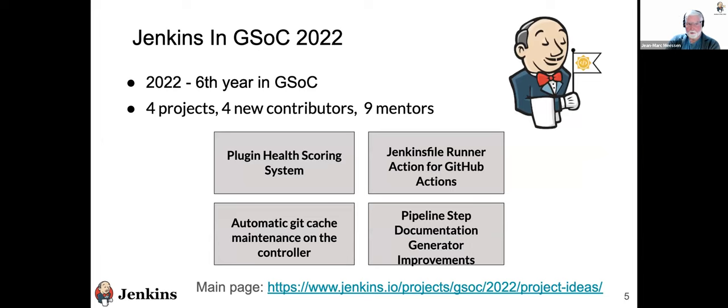Google Summer of Code at Jenkins is already starting to be a long story. It's the fifth year that our project is participating in it. And this year's edition has continued this tradition very strongly. We had four projects with four new contributors, nine mentors to help them through the summer. And all four projects reached a happy, successful end.